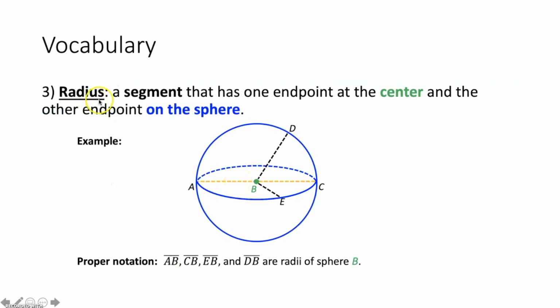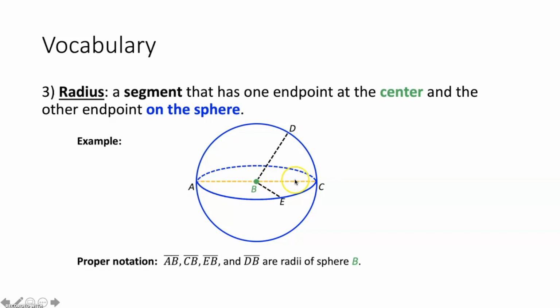Now, a radius would be a segment that has one endpoint at the center and the other endpoint on the sphere. So, in sphere B down here, we have several different examples of radii. First, we have segment AB. Segment AB would be considered a radius of sphere B because it has one endpoint at the center of our sphere and one endpoint on the sphere.